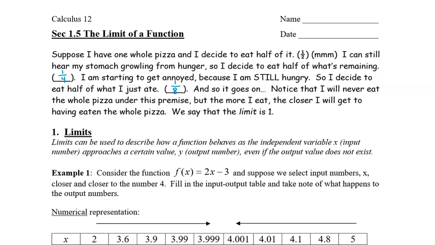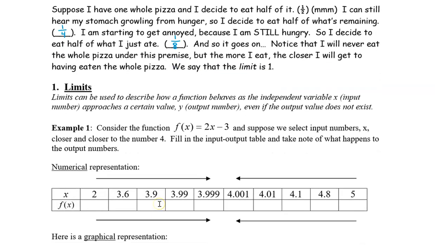So let's take a look at an example. Consider the function f of x equals 2x minus 3. And suppose we select input number as x, closer and closer to the number 4. Now I've chosen the number 4 arbitrarily here. You'll see why in later examples. Fill in the input-output table and take note of what happens to the output numbers.